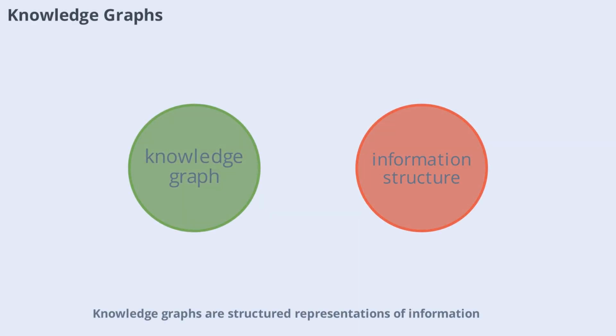Knowledge graphs are structured representations of information, showing entities and their relationships. NLP techniques are used to build and populate these graphs from text data. Knowledge graphs power search engines, recommendation systems, and AI assistants, making information more accessible and interconnected. They are a key tool for organizing and leveraging large-scale knowledge.